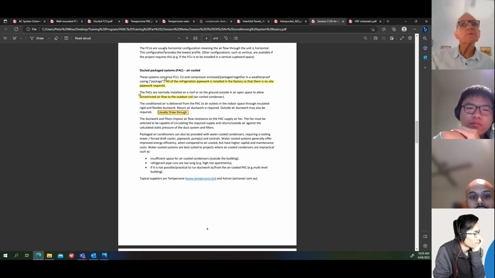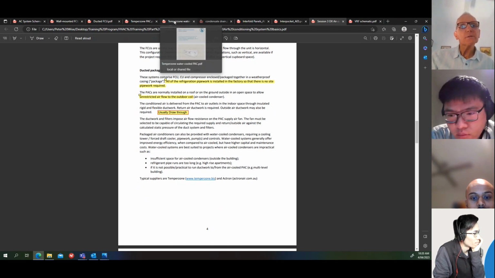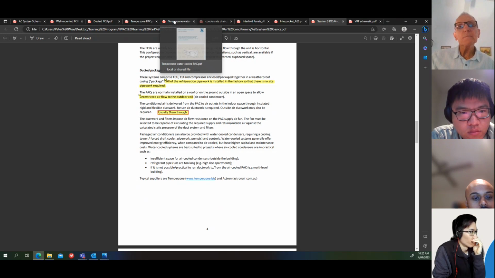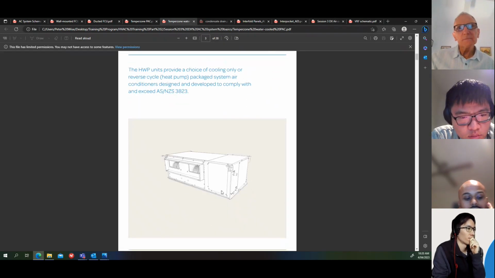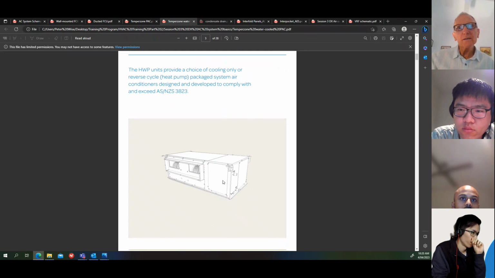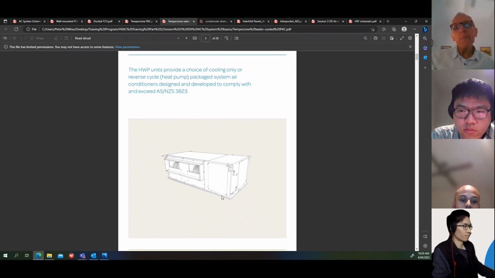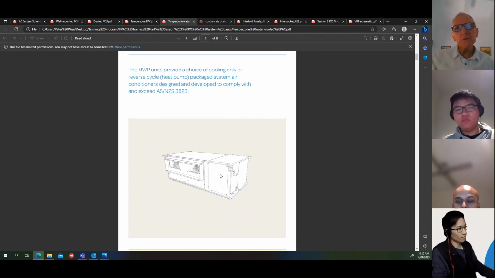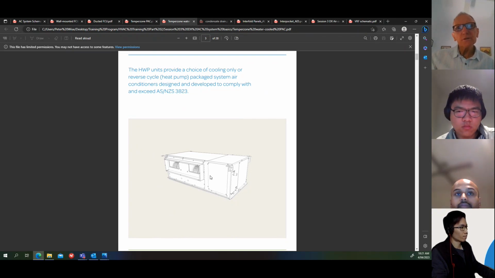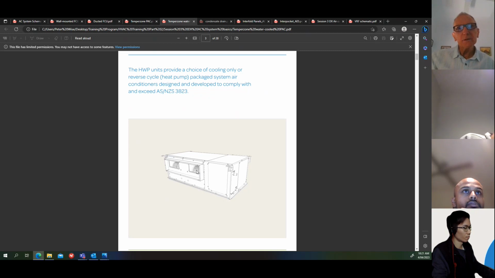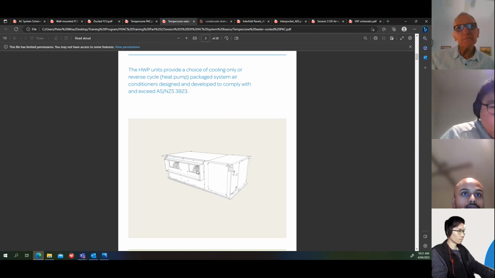I've got a picture of a water-cooled one. This is a Temperzone one again. And these units are a bit taller, a bit higher than the air-cooled ones tend to be, but you can put these in the ceiling space. So this unit has got the fan coil unit. There's the fan coil unit supply fan there.